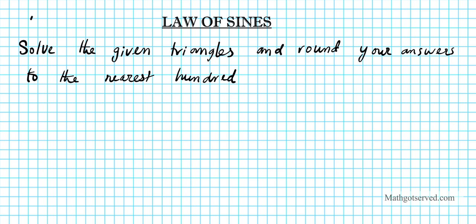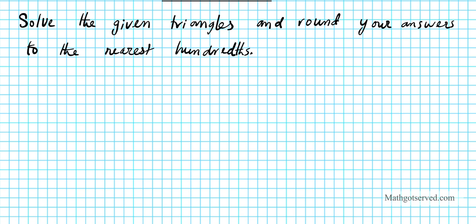Now to solve basically means we have to find all the measures that are not given. That's what solving a triangle means. So for question number one, we have a triangle with measures angle A equals 30 degrees, angle B equals 50 degrees, and side length b equals 30. Okay, so we're going to go ahead and solve this.